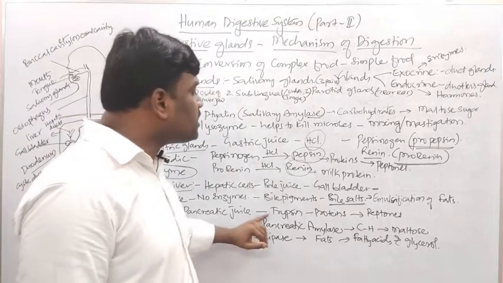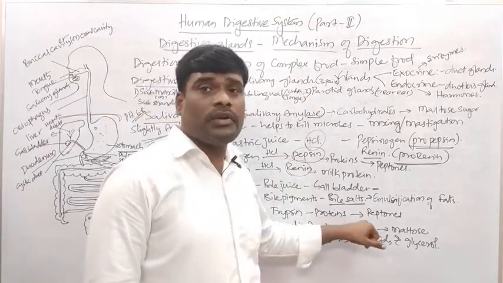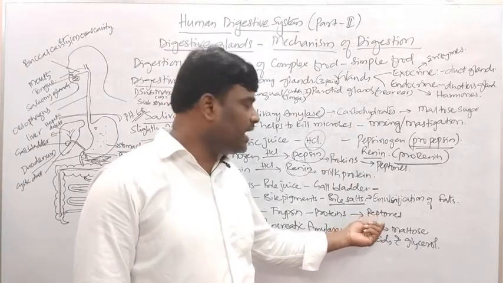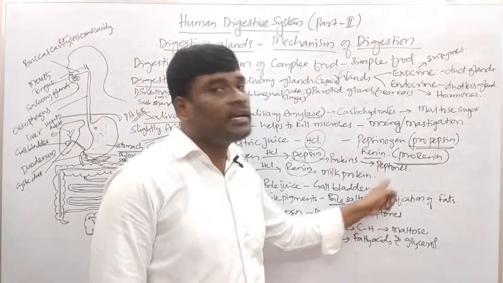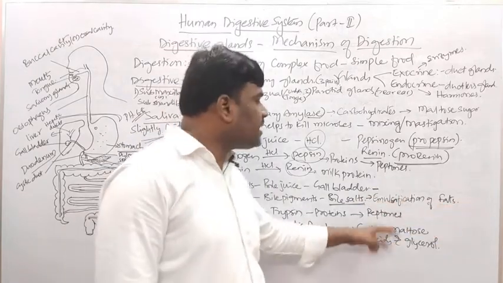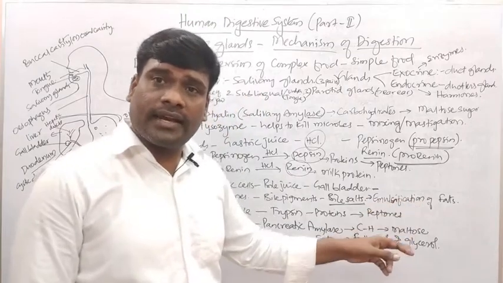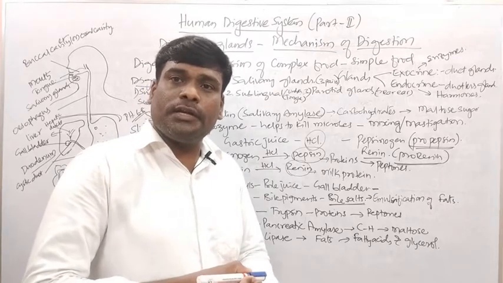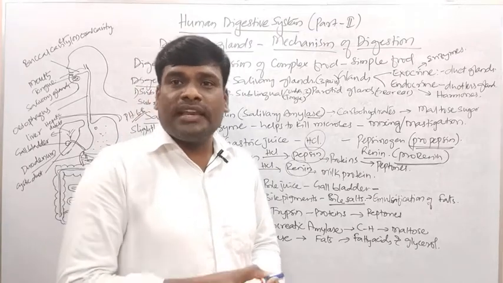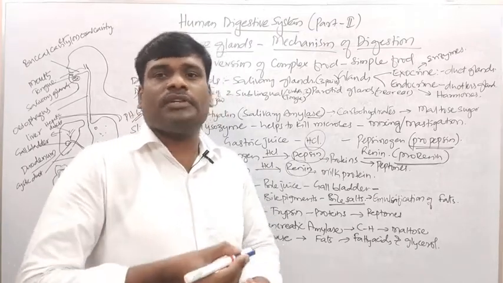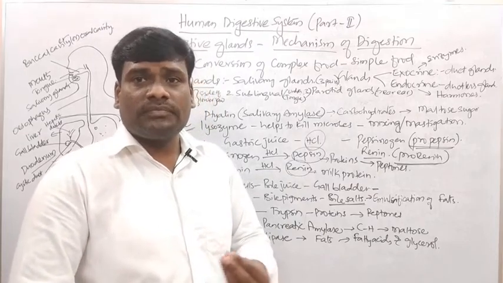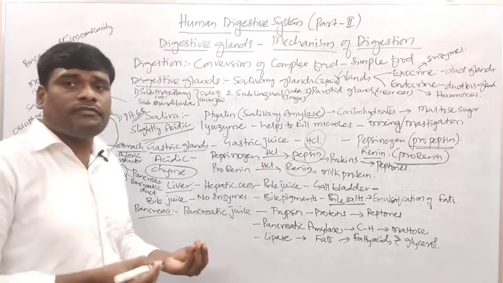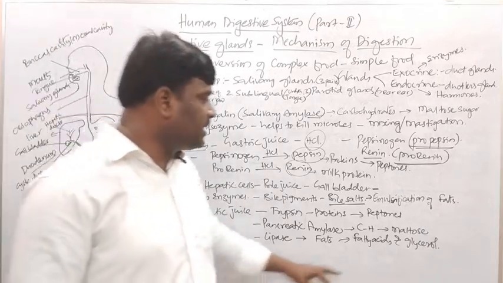Okay, and what about these peptones? Peptones are also what, children? They are not completely simple, they are just simplified, and these peptones must convert into amino acids. And these maltose sugars are also a disaccharide, so they still need to undergo digestion and convert into simple sugars. So there is some other digestion remaining.